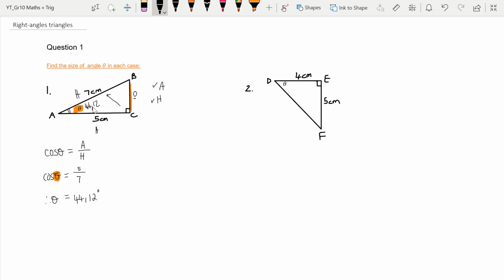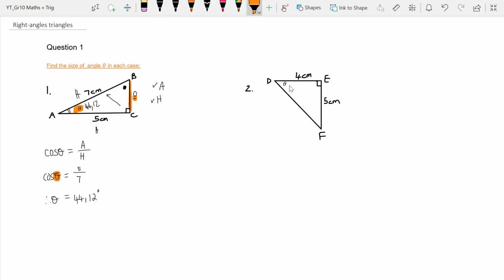44,12. And then, Grade 10s, we can use sum of angles of a triangle or trig ratios again in order to find angle B. We can use trig ratios or we can use Pythag to find the side length of BC. Okay, let's go over to number 2.